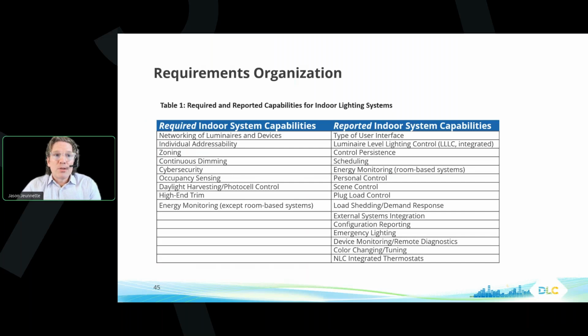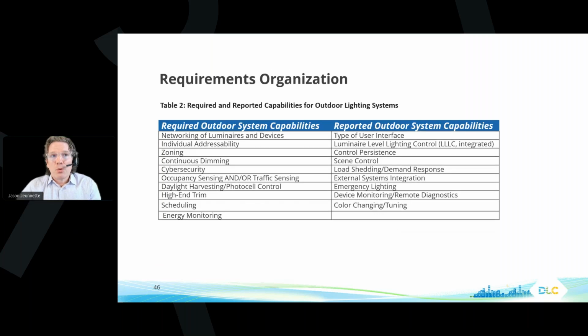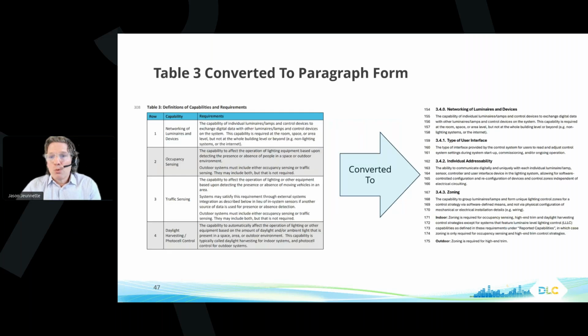For requirements and capabilities for indoor lighting systems, we combined tables 1 and 1.1 into a single table. So you'll see all these here. We did the same thing for requirements for outdoor lighting systems. So tables 2 and 2.1 are combined into table 2. And then we took table 3, which is the definitions and capabilities of these capabilities and requirements, and converted that to paragraph form to make it a little bit easier to read.